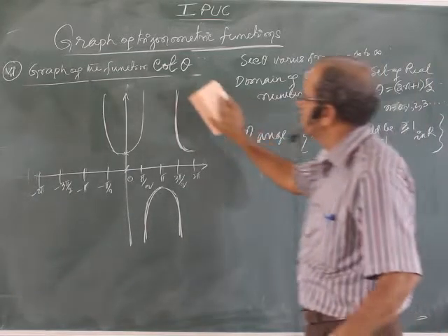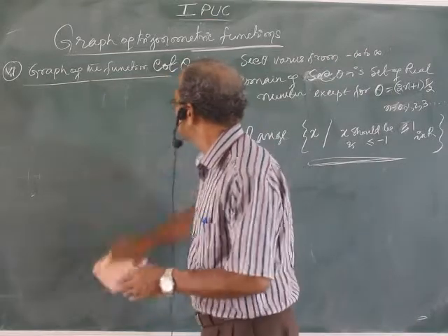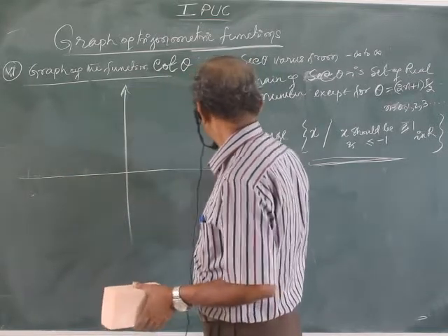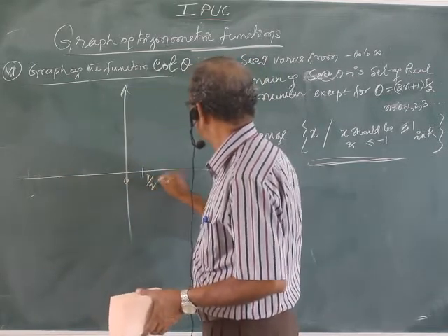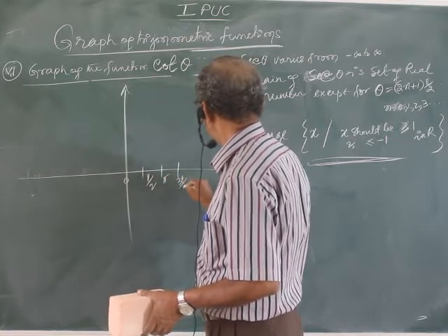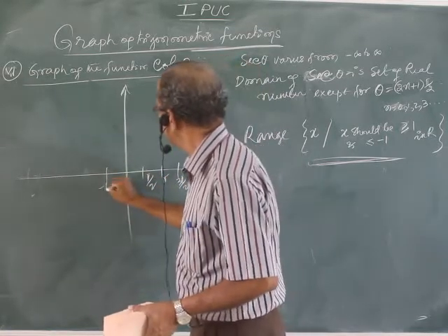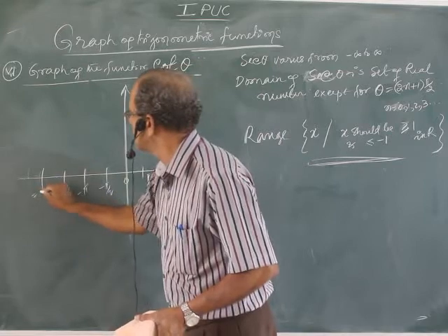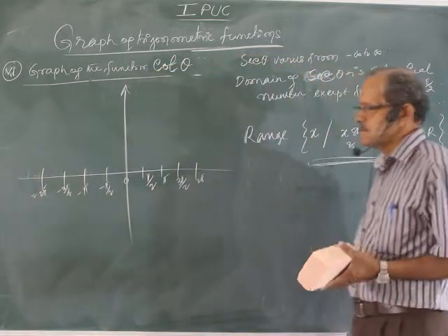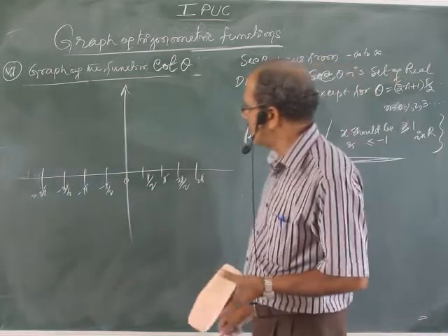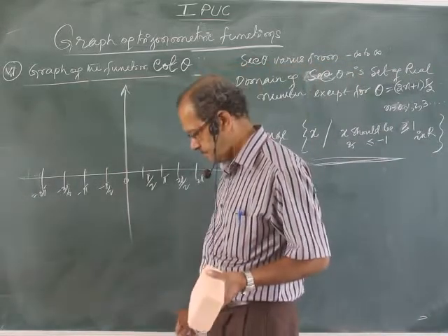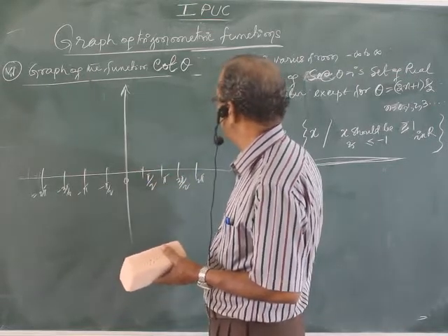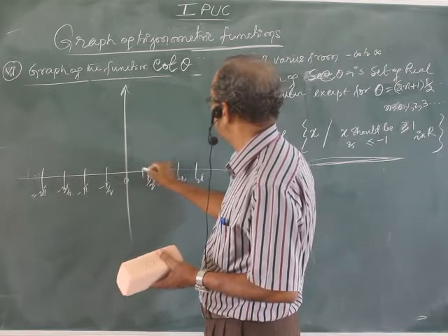Yes, cot theta, just to draw the graph it is enough. Pi by 2, pi, 3 pi by 2, 2 pi, minus pi by 2, minus pi, minus 3 pi by 2, minus 2 pi. Cot 0 is infinity. Cot 90 is 0. Tan 90 is infinity, cot 90 is 0.